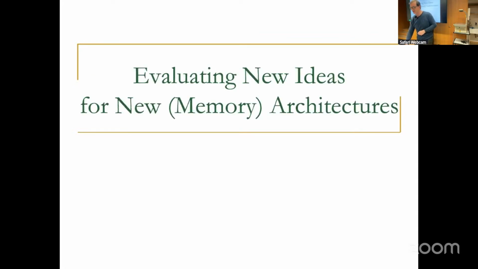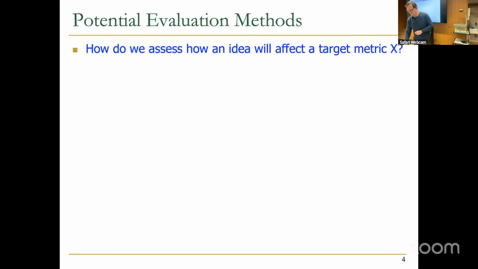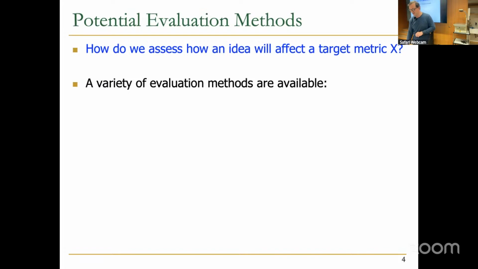So the question is, how do we evaluate new ideas for new architectures? Another way of asking this question is, how do we assess how an idea will affect the target metric X? There are many potential evaluation methods, some of which are not used as much in architecture. One is theoretical proof. Depending on what X is, this may be difficult, especially for performance and energy consumption. It may be okay to prove some security characteristics, for example, but theoretical proof is usually much tougher for performance and energy evaluation.